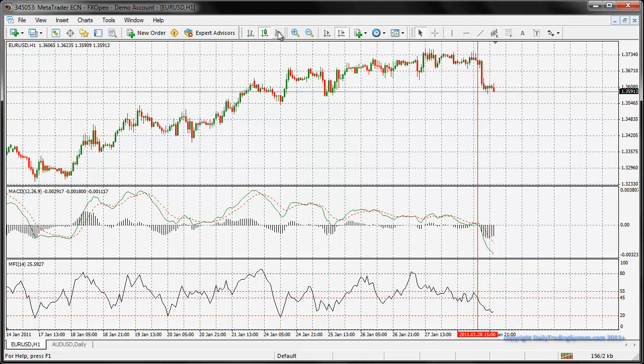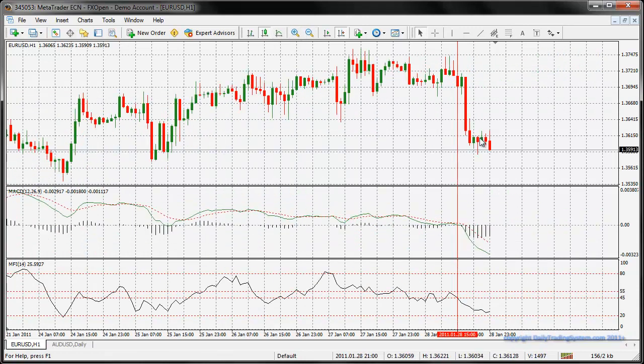Let's zoom in. We've got that line there, and we also have that one right there. Those two qualify. Here's what I'm looking at: this huge drop. Now I'm looking at the 45 line. As you may recall, a 45 line is a sell line and a 55 line is a buy line. That's just my rule.